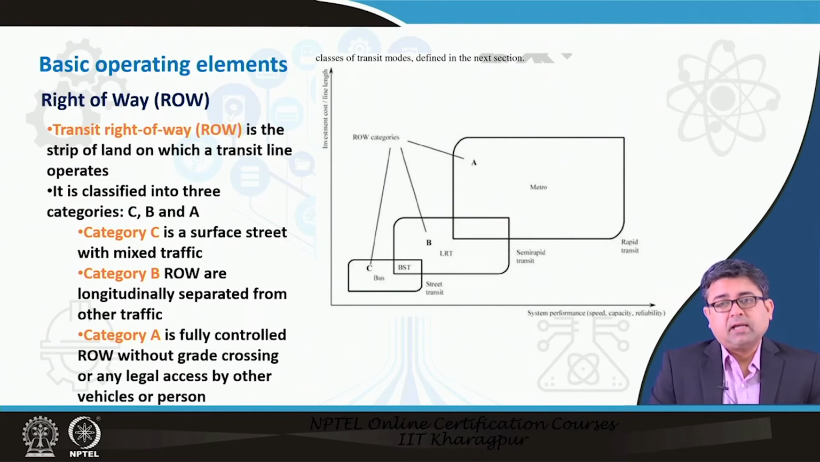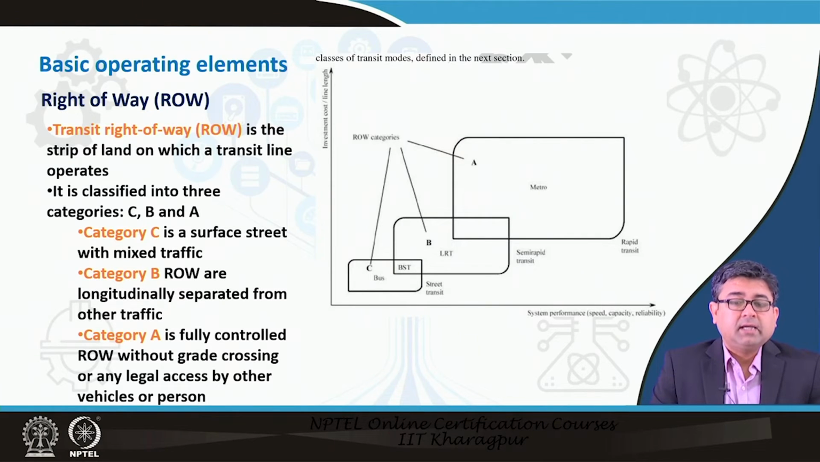So, category A right of way, sorry. Now, if you look at this chart, we would not go into detail on this chart, but we would do it later. You would see that the x axis has the system performance, whereas the y axis has the investment cost per line length of any system.